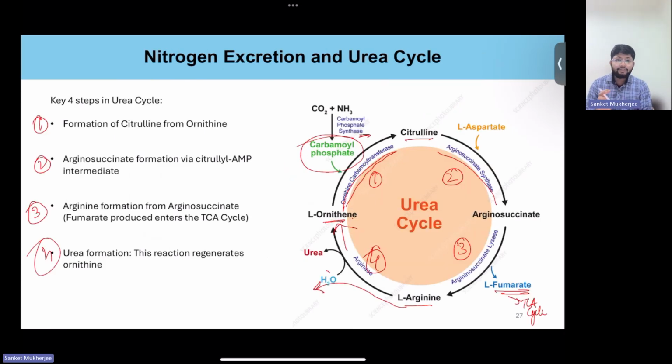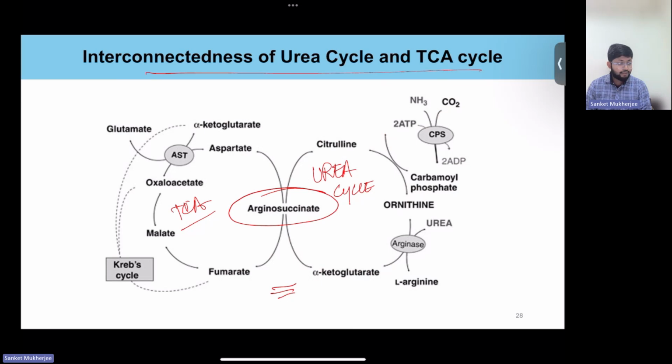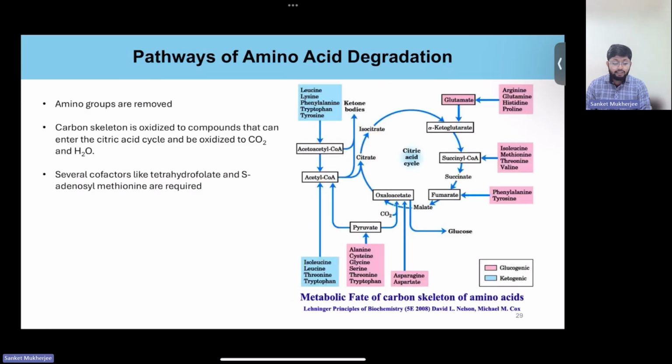So there is an interconnectedness between the urea cycle and the TCA cycle. As you can see from this figure, arginosuccinate is common to both cycles. This is the urea cycle, and this is the Krebs cycle or TCA cycle. So these two are interconnected with each other, right? And for amino acid degradation, there are again pathways where amino groups are first removed, and then the carbon skeleton is oxidized to compounds that enter the citric acid cycle, as you can see here, right? And there are several important cofactors, like tetrahydrofolate and S-adenosyl methionine. These are important for this amino acid degradation.